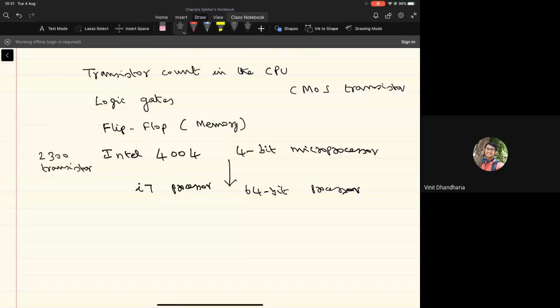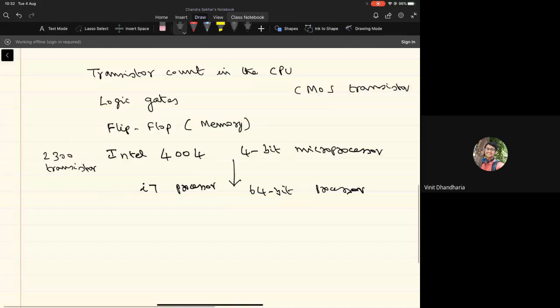And I'm not sure how many of you can guess the number of transistors that are there in the typical i7 processor. If I'm looking at a 10 core, I'll briefly tell you what we mean by this core.